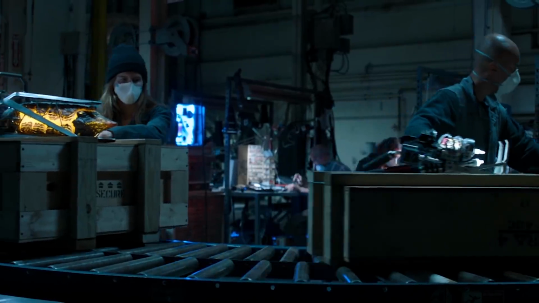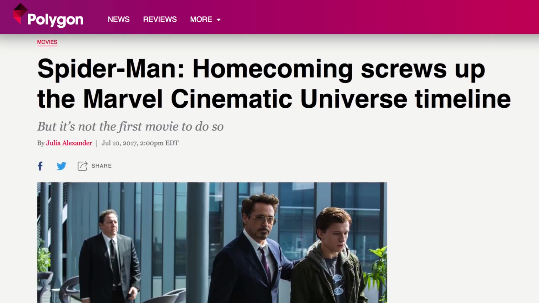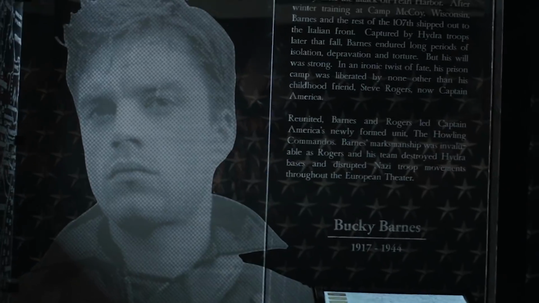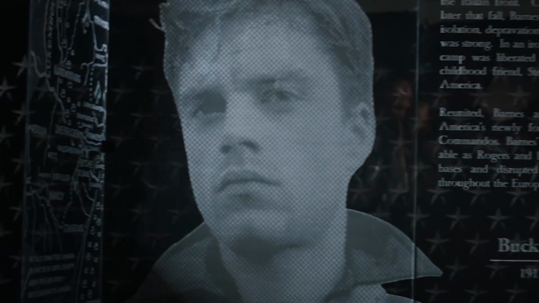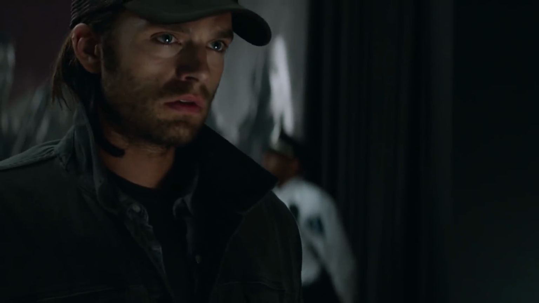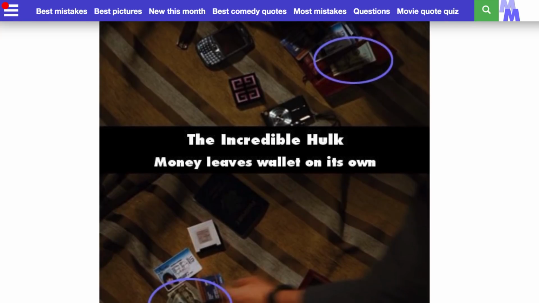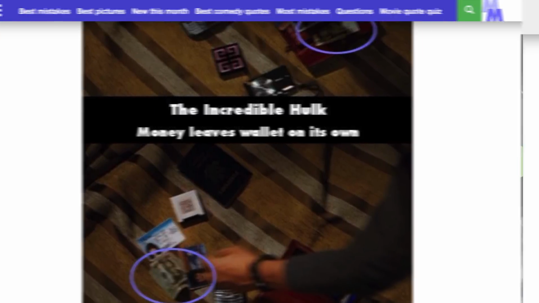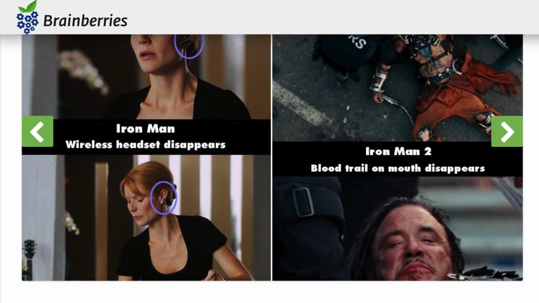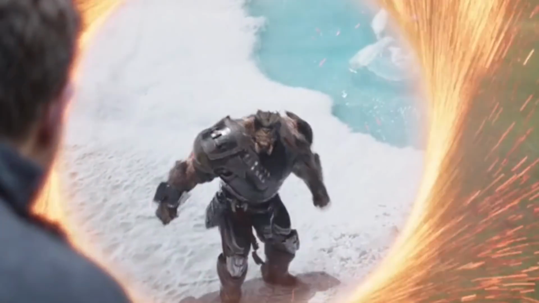In Spider-Man: Homecoming, for instance, a graphic stated that the film took place 8 years after the events of the first Avengers movie, when it should have only been 5. And remember the mysterious case of Bucky Barnes' changing birthday? His birth year has been variously listed as 1916, 1917, and 1922. And there was the car dent that fixed itself in the Avengers, the money that magically flew out of a wallet in the Incredible Hulk, and the disappearing headset in Iron Man. And, well, we could go on, but why nitpick some of our favorite films?